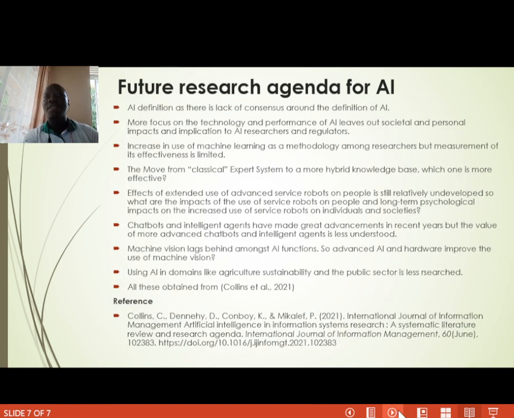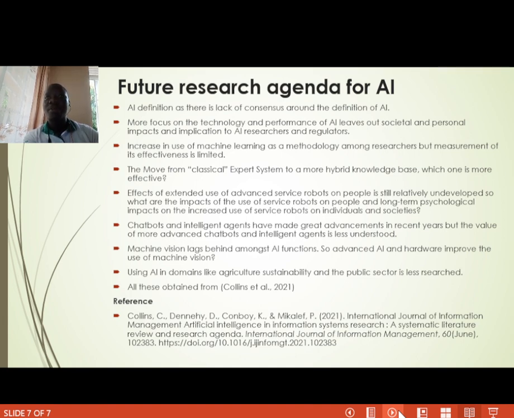And that will take us to have a look at the future areas that one can go and do research in. One is the definition of AI, whether you should define AI like human intelligence, or it is something different, because in reality it's slightly different from human intelligence in how it operates. Two, more focus is on the technology and performance of AI, which also leads to personal impacts and implications for AI researchers and regulators. Three, increase in use of machine learning as a methodology among researchers, but the measurement of its effectiveness is limited. So you can go and do more research there.